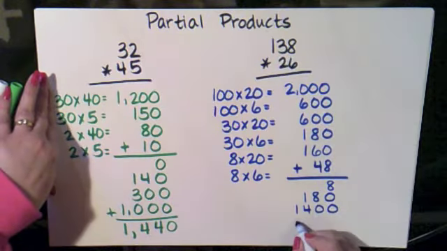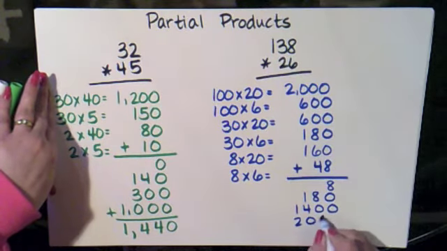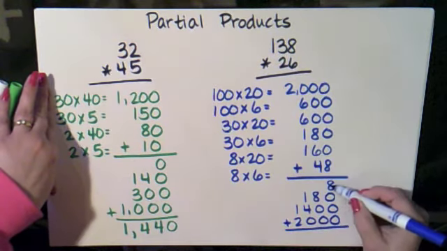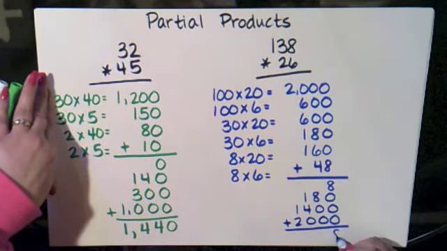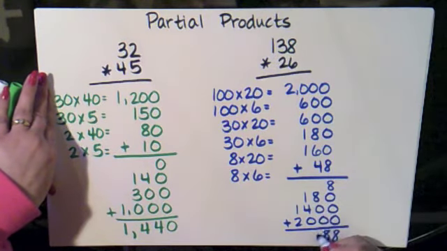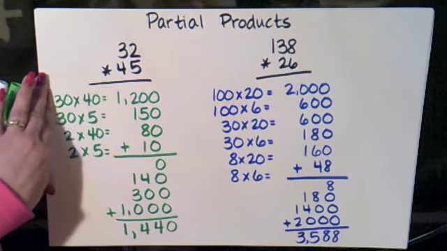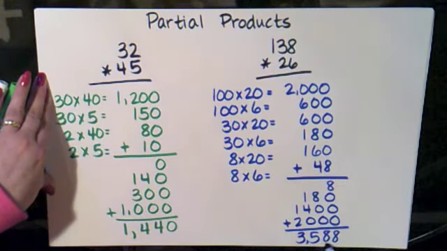And then I have 2000 at the end. I'm adding these together, 8 in my ones place, 8 more tens, I have 5 hundreds, and 3 thousands. So my total is 3,588.